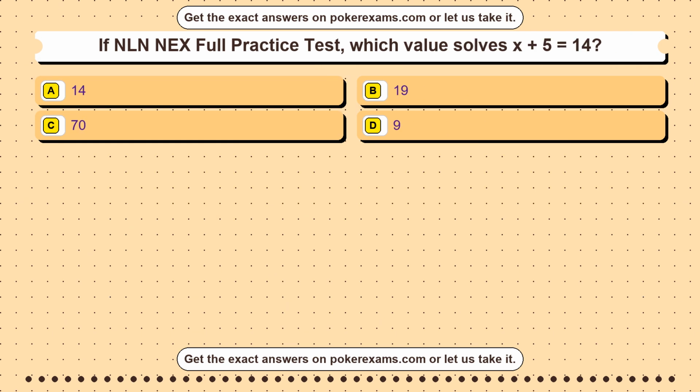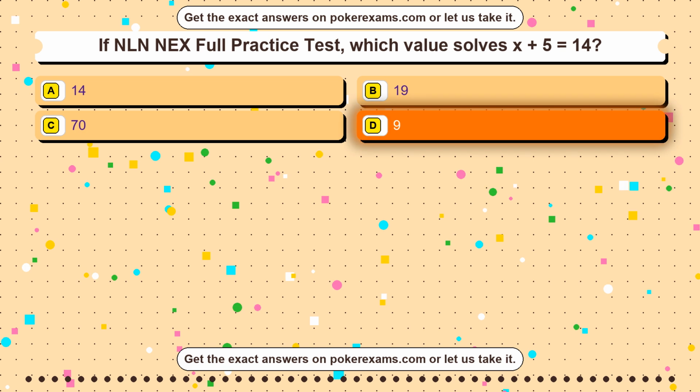Question 30. If get functions practice, which slope is shown by rise 6 and run 3? Option A, 3. Option B, 6. Option C, 9. Option D, 2. The correct answer is option D.